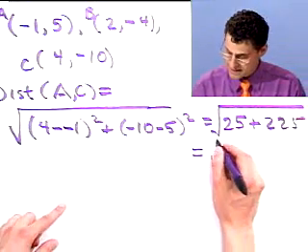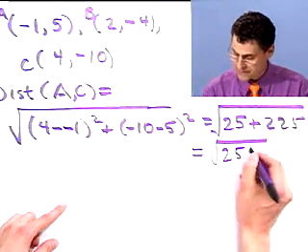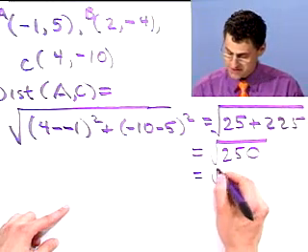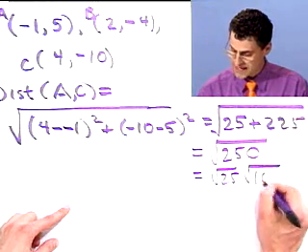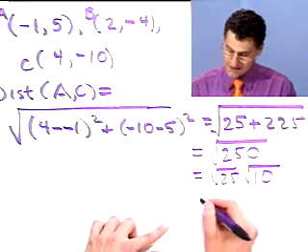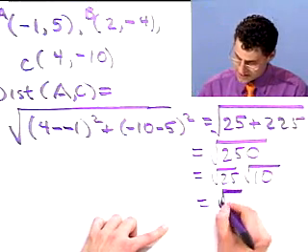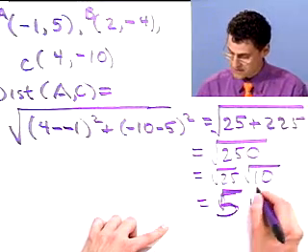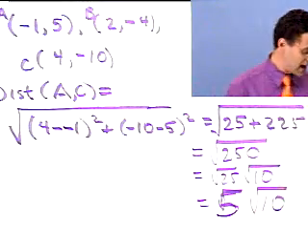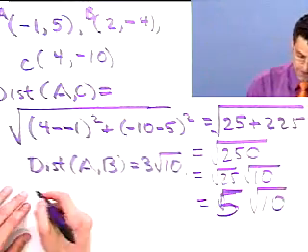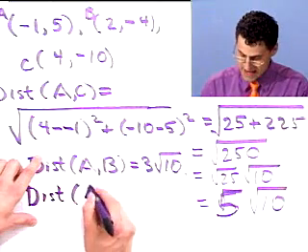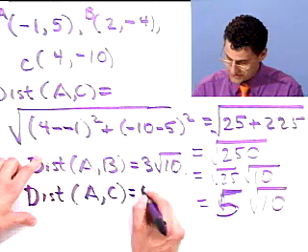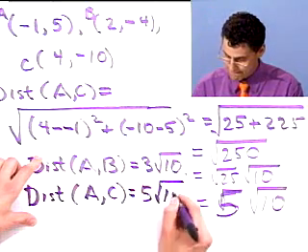I see the square root of 250, which you'll notice is the square root of 25 times the square root of 10. The square root of 25 is 5, so I see 5 times the square root of 10. So if I come back, I can record that distance here. The distance between A and C is equal to 5 square root of 10.